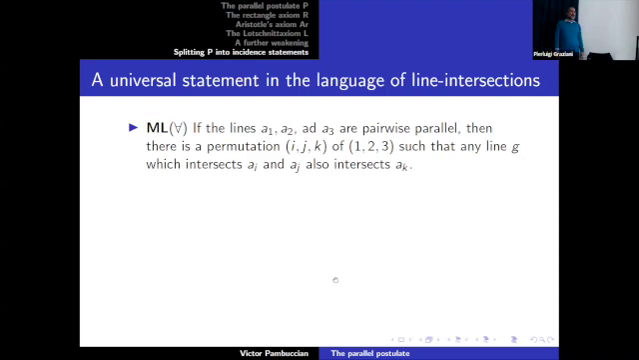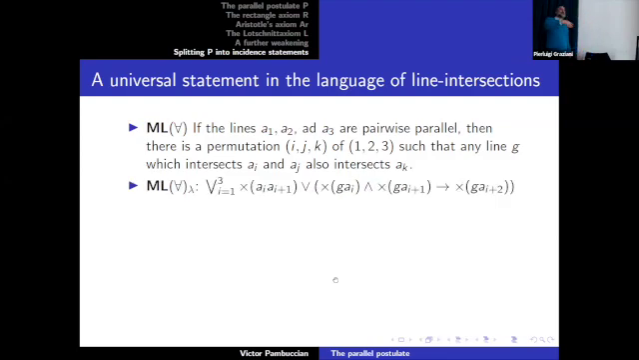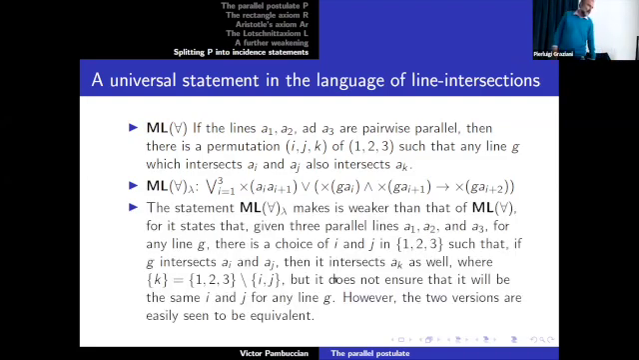There's also a universal statement in the language of line intersection, which says if the lines A1, A2, and A3 are pairwise parallel, then there is a permutation i, j, k of 1 to 3, such that any line which intersects Ai and Aj also intersects Ak. So you can think of them this way. Now, the three lines are parallel, right? Then this says that there are two outer lines, the Ai and Aj, such that if anything intersects the outer lines, then it would intersect the in-between line. That makes sense. And you can express it in an even more general way in this just line intersection language as a universal statement.